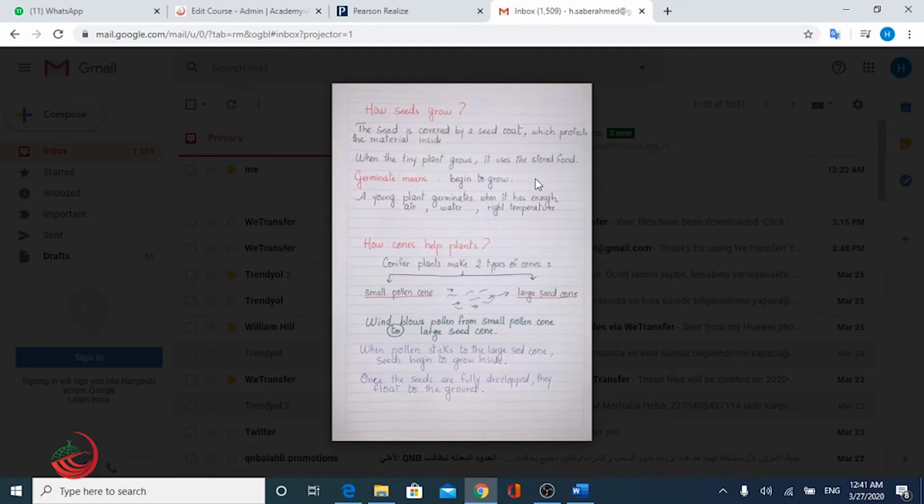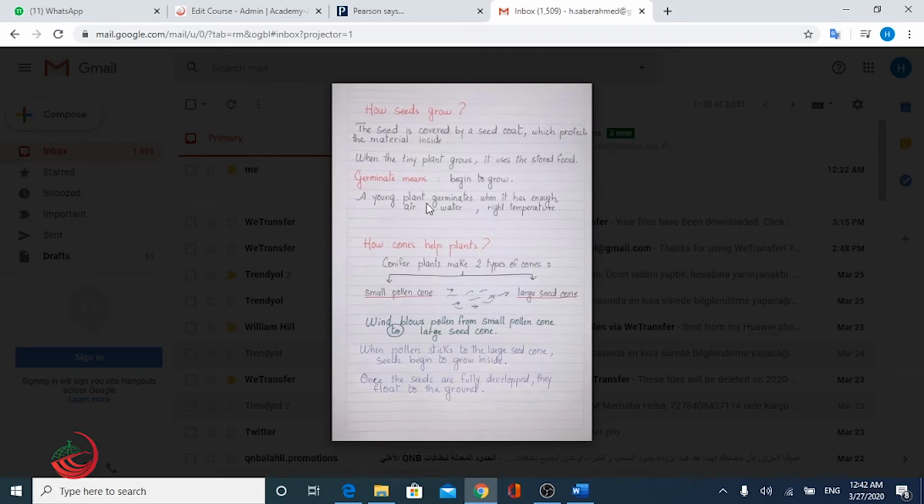The tiny plant, or the tiny seed, grows when the right conditions are present. What are these right conditions? As you know, any plant needs air, water, and right temperature. Air, water, and right temperature. This process is called germination. Germination means begins to grow.